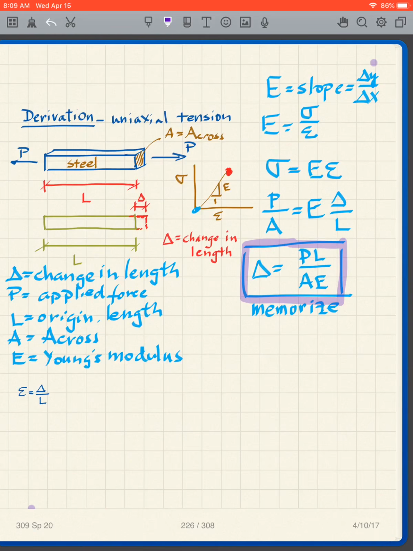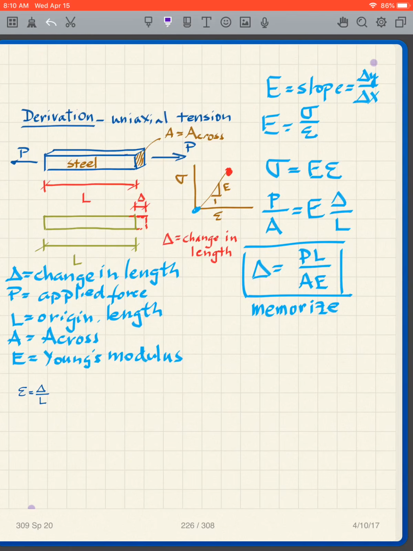So that's how we determine what the change in length of our specimen is, knowing this information. And this is an equation you should memorize. It comes in handy on the EIT exam or FE exam. Okay, having done this derivation, this is a very simple one because the geometry is extremely simple.